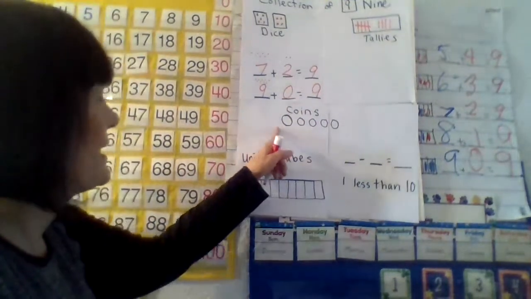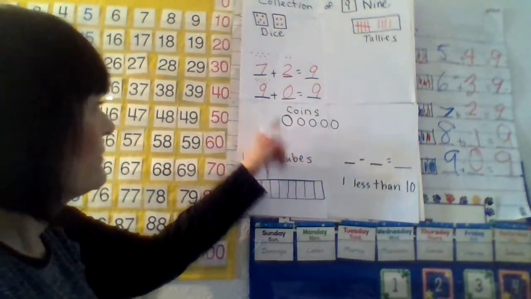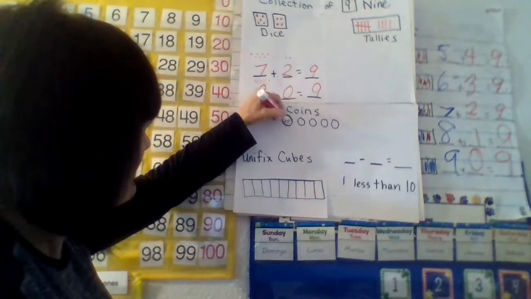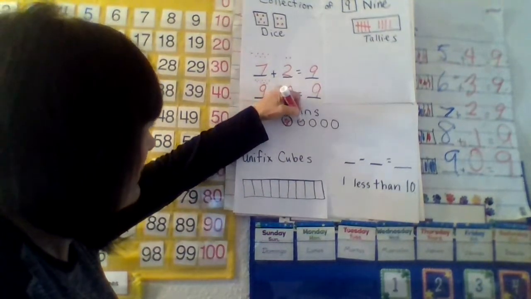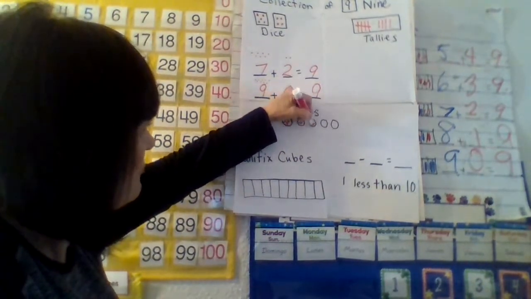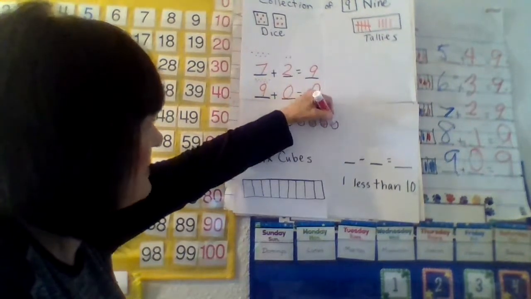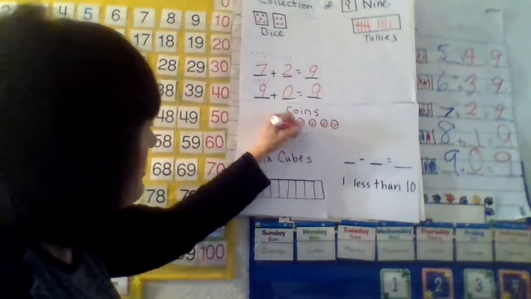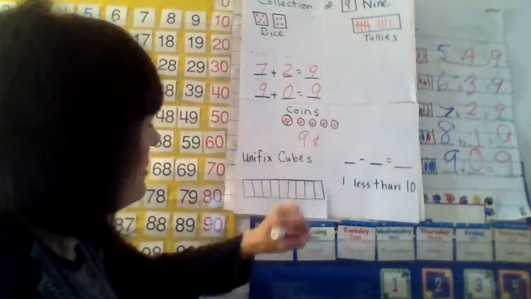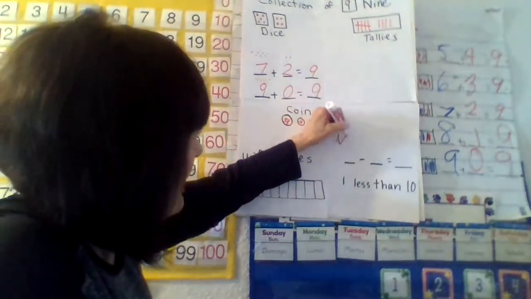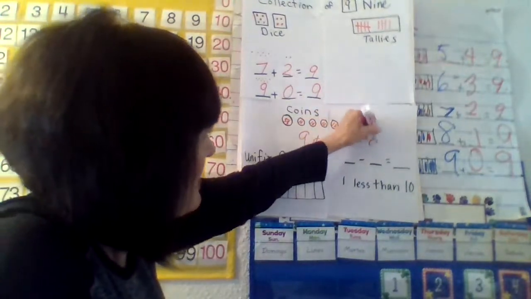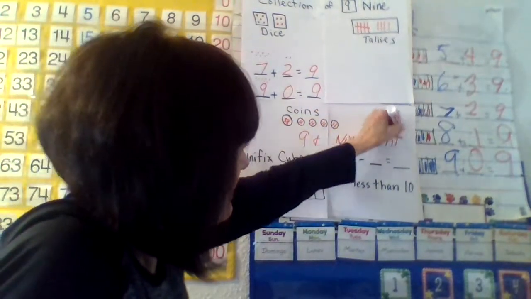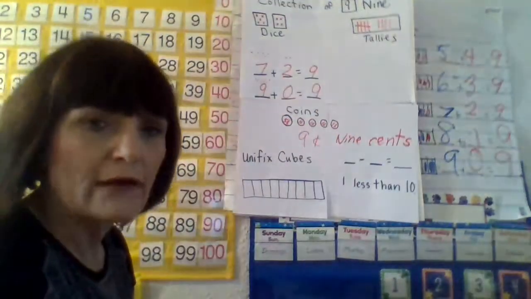The coins that I need. Well, I know what I'm going to need. I'm going to need one that equals 5 cents and four that equal 1 cent. So I'm going to do four pennies, 1 cent, 1 cent, 1 cent, 1 cent. Five plus six, seven, eight, nine equals 9 cents. Or I could write 9 cents. All right, I wrote the words out there.